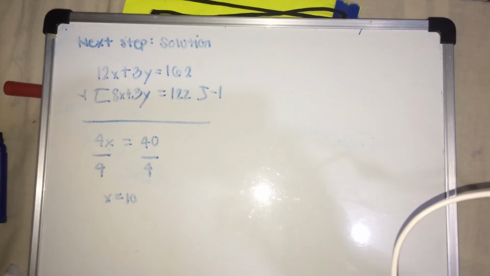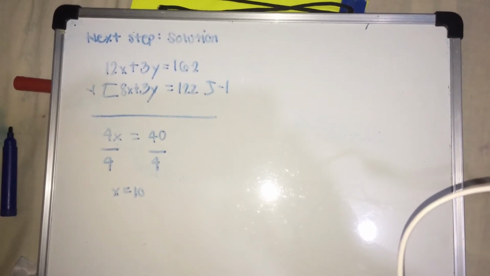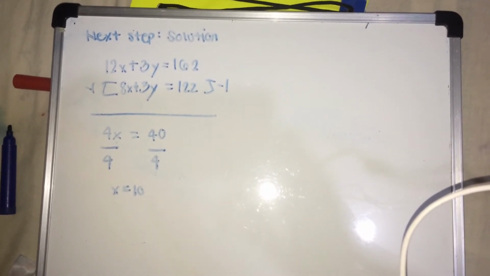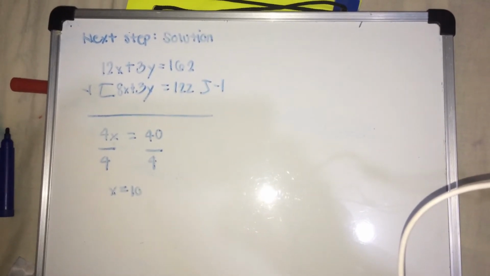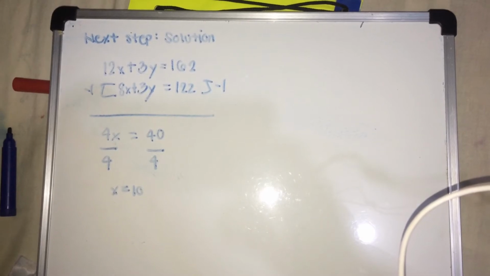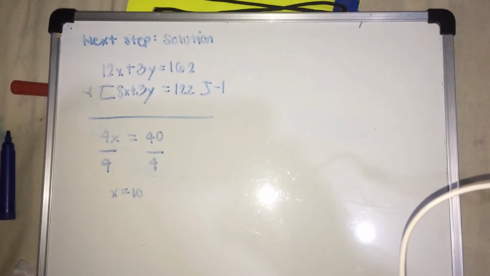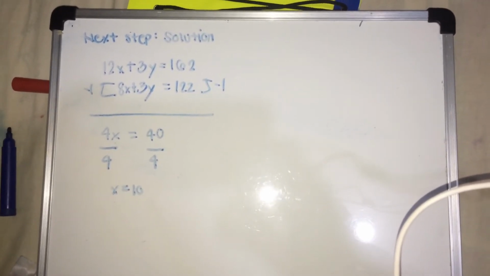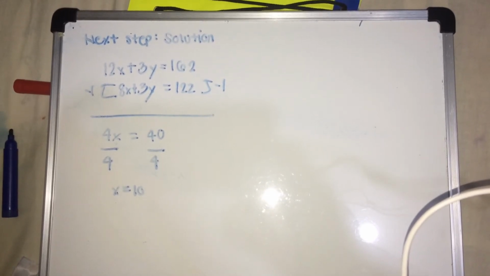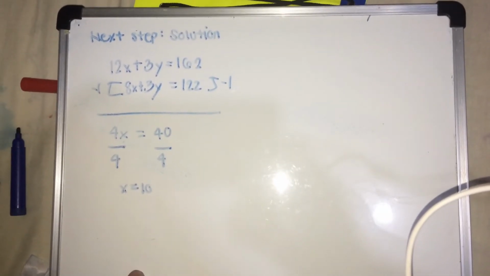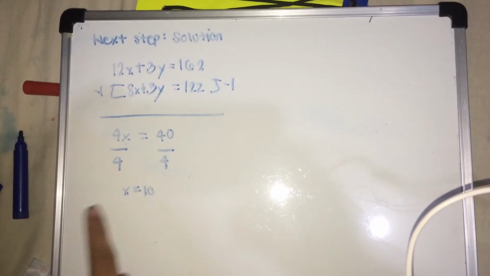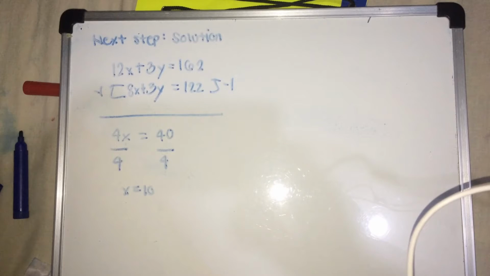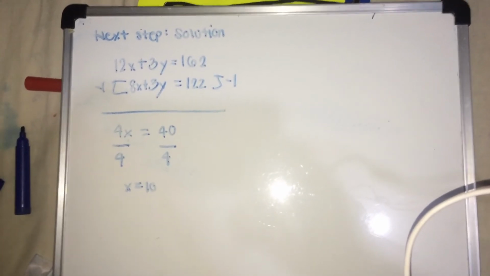So, 12x plus -8x equals 4x. Positive 3y plus -3y equals 0. And 162 plus negative 122 equals 40. Now as you can see, you have to divide. Since 4x should be x, you have to divide it by 4. Now you divide 40 by 4, and now you have your x. x equals 10. Now we need to solve for y.